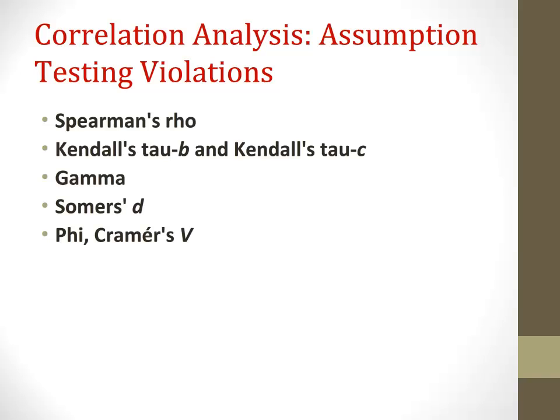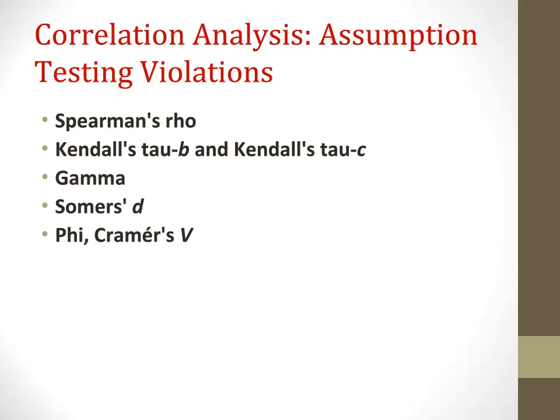Somers' d is another option. Gamma, Kendall's, and Spearman's are all symmetric, and consequently they really make no distinction between independent and dependent variables. Somers' d is asymmetric, and unlike all the correlation coefficients we've talked about to this point, it assumes that you can identify one variable as the dependent variable. So if that's something you're interested in, this may be a good option.